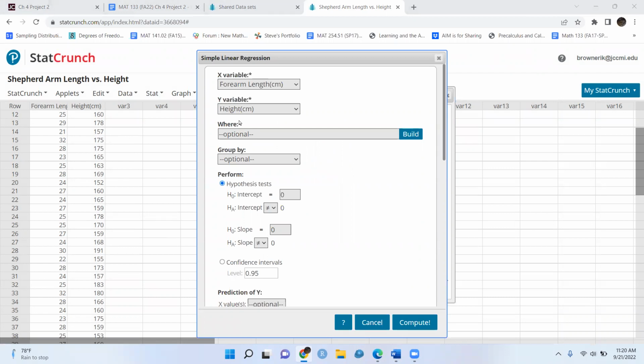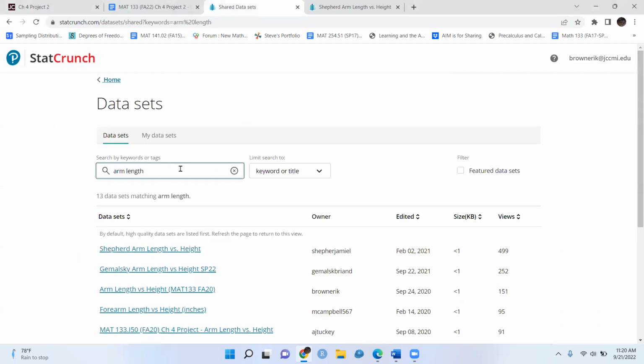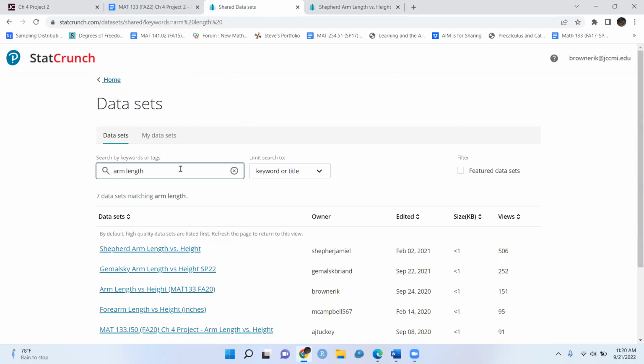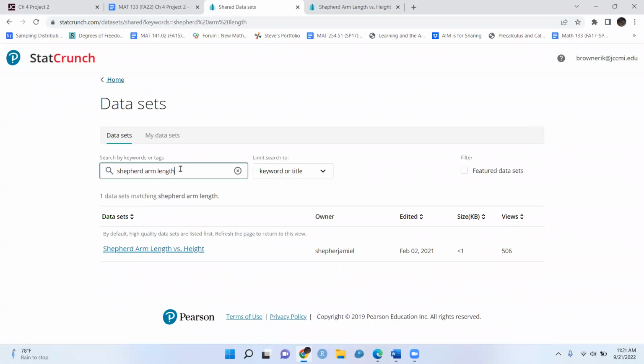Oh, yeah, Regan, that's no good. What were you not able to get to show up? I just typed in arm length in the data sets and it said nothing was available. So I'm just trying on my phone. Nothing even came up. You could try Shepherd arm length. I did that too, and it still said nothing. Are you logged in? Yeah, it has my email up in the corner. That's so weird. I'll figure it out though.